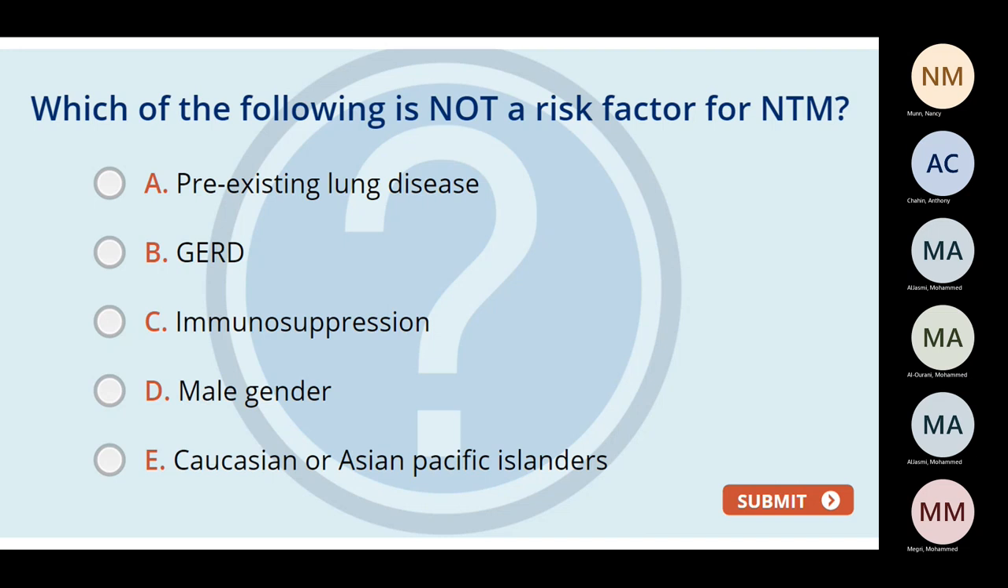Okay. Which of the following is not a risk factor for NTM? Pre-existing lung disease, GERD, immunosuppression, male gender, Caucasian. A, yes. C, yes. E, yes. Between B and D. B. Females, right? Females are affected more than males. And so what does the GERD do here? Tissue infection with reflux. They are prone to a specific kind of non-TB mycobacteria. Does anybody know which? Chelonae. Yeah, so this is a good association.